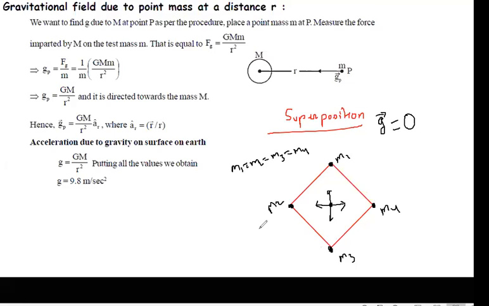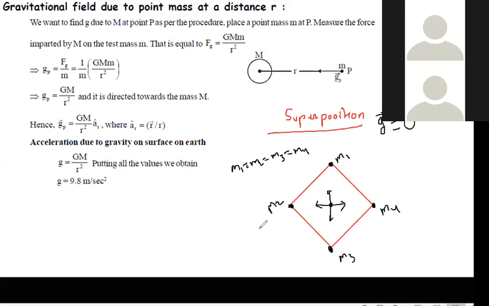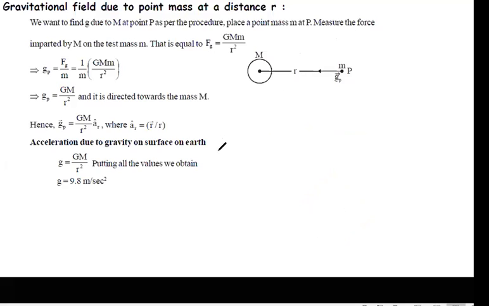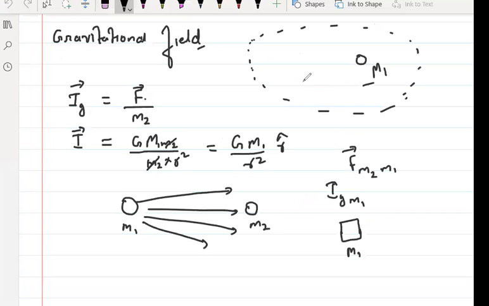But if masses m1, m2, m3, m4 are not equal, then you can easily calculate. Yes or no? Obviously, you have to put the formula GM by r square, since r is the same. You just have to put the formula and solve. I hope if you have understood the last class lecture, it will be easy now. So everyone knows how to find the gravitational field due to a point mass? Yes or no? Okay, very good, everyone.